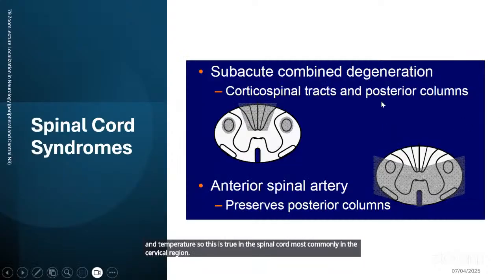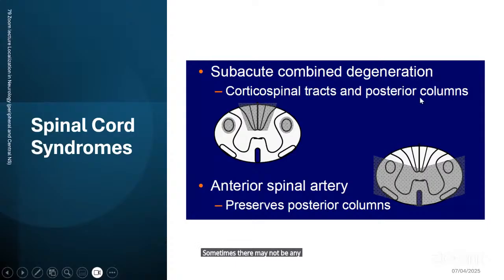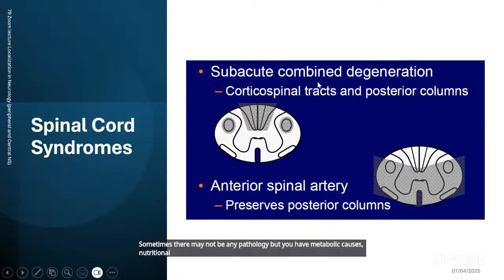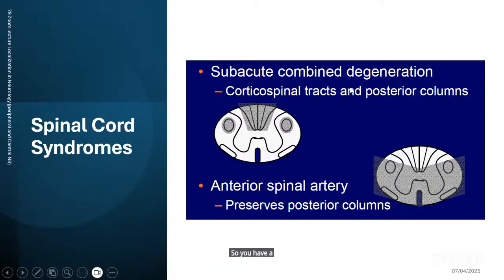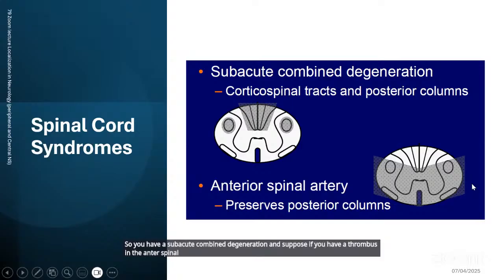Sometimes there may not be any structural pathology, but you have metabolic or nutritional causes like subacute combined degeneration, which is B12 deficiency. The corticospinal tracts and posterior columns are affected in this. See, these are the posterior columns, these are the corticospinal tracts. So you have subacute combined degeneration. And suppose you have a thrombus in the anterior spinal artery, the anterior part of the spinal cord is affected and the posterior columns are preserved.